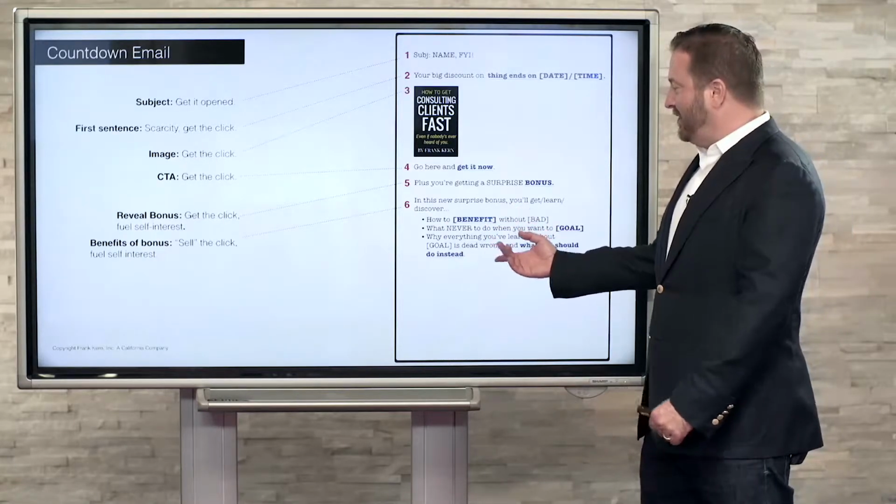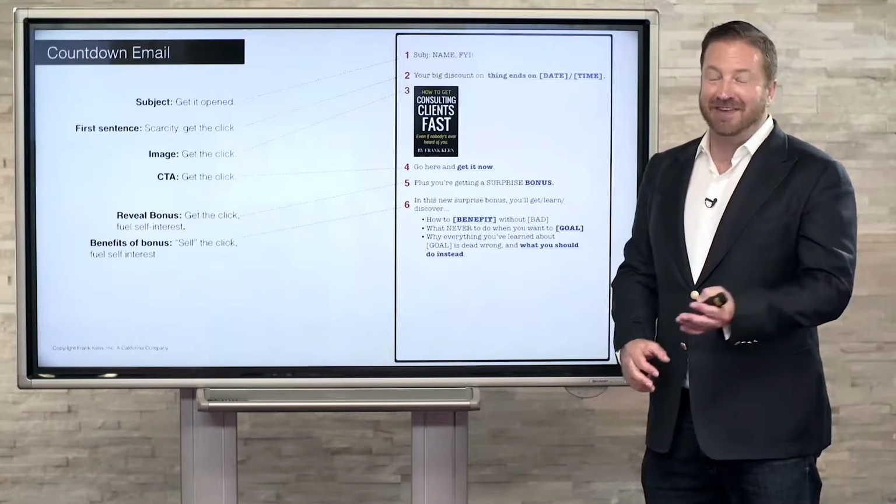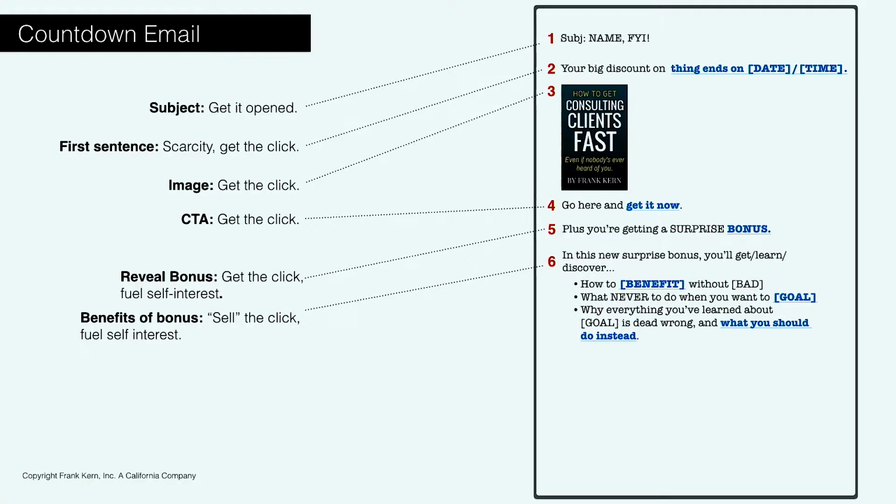So the bullet framework is the same. How to benefit without bad. Every time. That's a classic headline formula. It's a classic bullet formula. What never to do when you want to goal, right? What never to do when you want to peel tomatoes. Use a pocket knife or a nail clipper or something, I don't know. Why everything you've learned about tomato peeling is dead wrong and what you should do instead. So we've got the same formulaic approach to the creation of bullets.